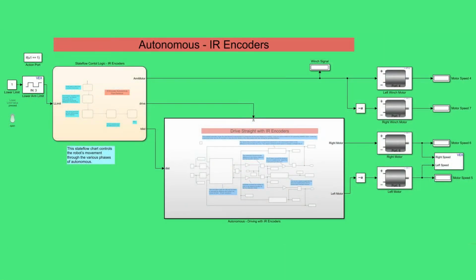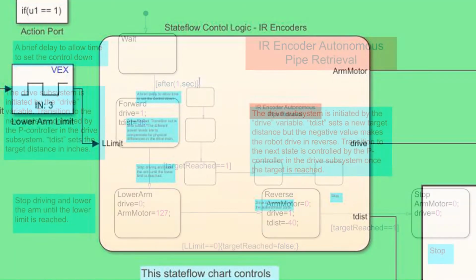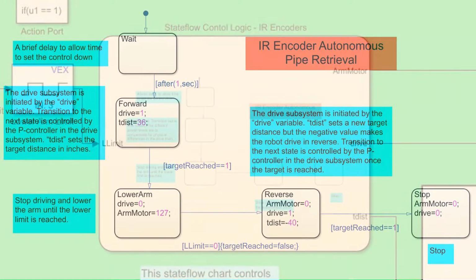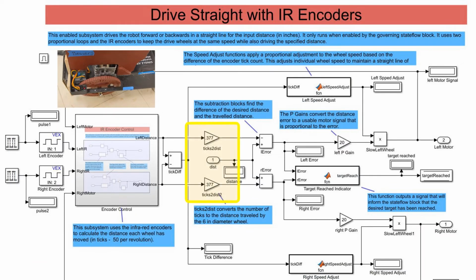The infrared encoder autonomous is essentially the same as the time-based one, but the state transitions and motor signals are controlled by preset target distance and P-loops. In this subsystem, the encoder values are converted to a distance which is compared to the target distance. The P-loop then applies a variable motor signal based on the difference. Additionally, each wheel speed is monitored and adjusted by a separate P-loop to keep the robot driving in a straight line.